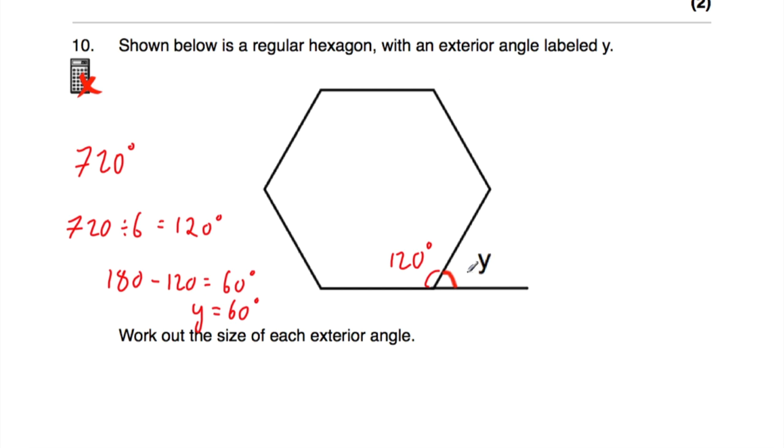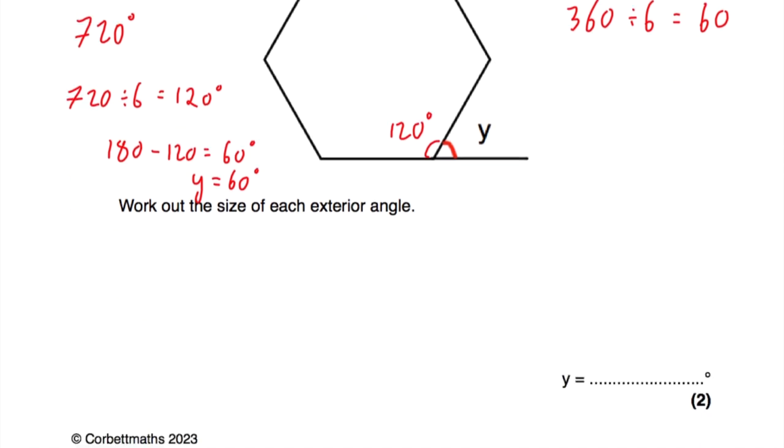Alternatively, because it's the exterior angles, all of the exterior angles will always add together to be 360 degrees. And because it's a regular hexagon, each of those exterior angles will be the same size. So if we just do 360 divided by 6, that'll be 60. And that means that each exterior angle is 60 degrees. And that's it. So Y is 60 degrees.